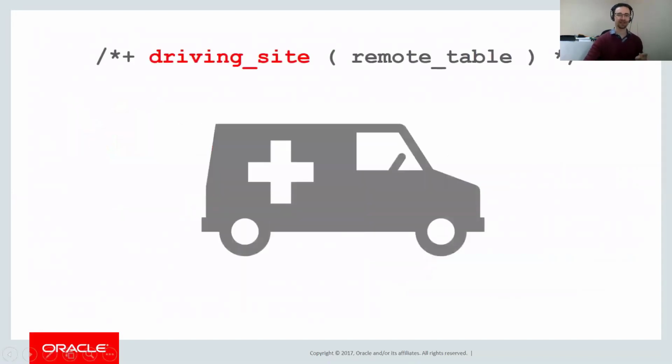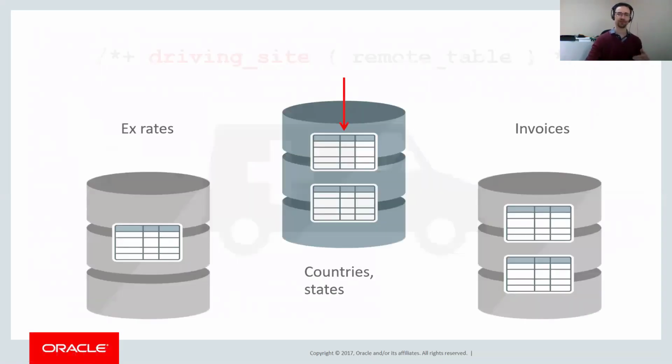First up is the driving site hint. What this does is tell Oracle which database owns the query. When you're joining across database links, one of those databases owns the query, and all the joins happen on that database. It collects the information from the others and links it all together. The driving site tells the database who is the master, who does that joining, who collects the information from everyone else. So if we return to our example, we had our 3 databases that look like this. We were coming into our countries and currency states database like that.